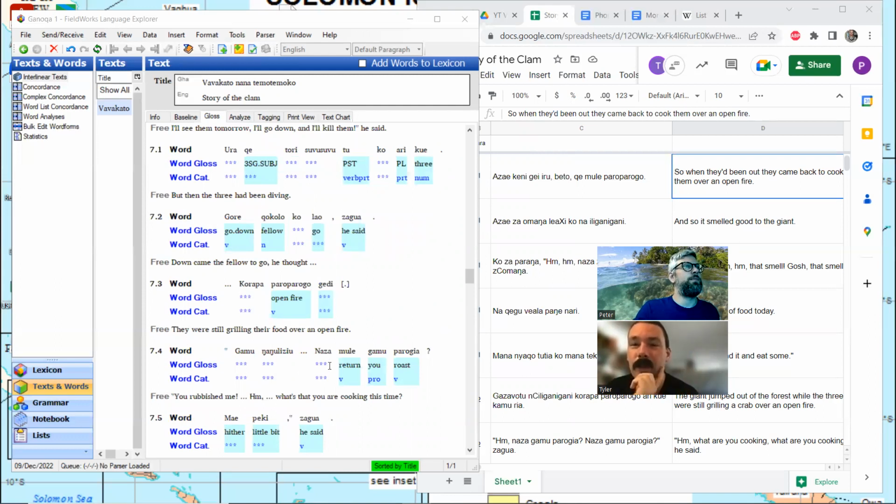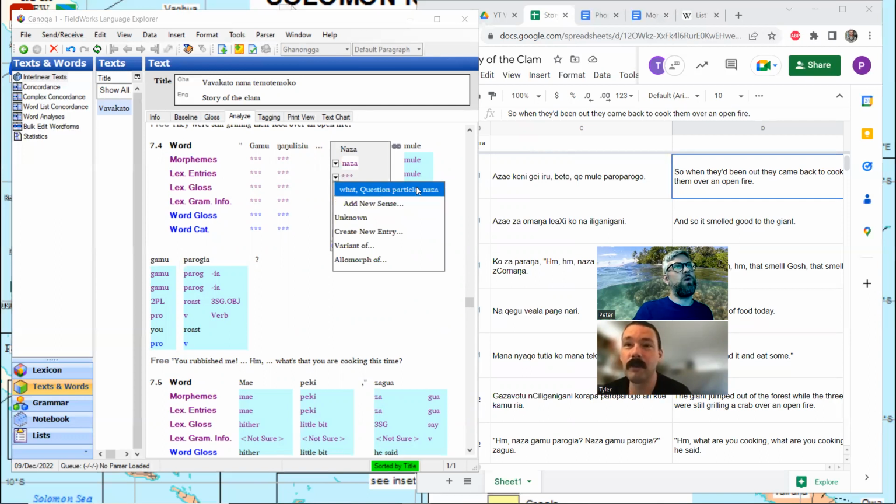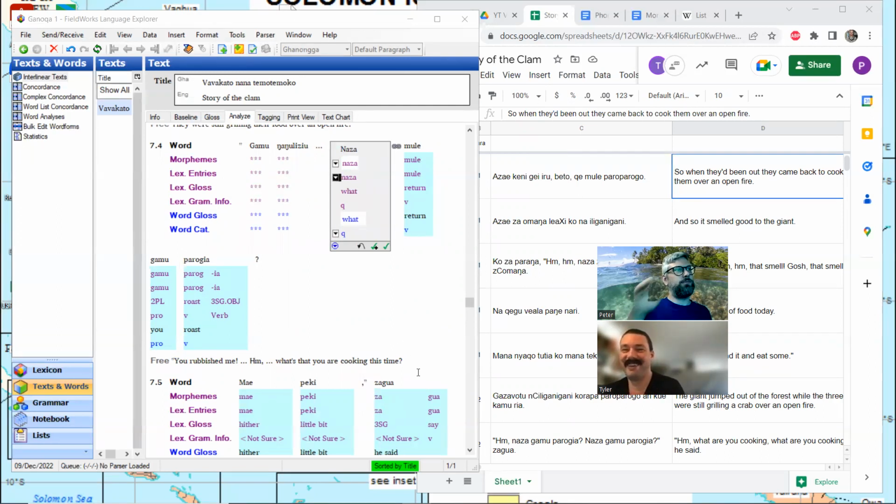What's that you're cooking this time? So it's what have you returned to cook, to roast, or something like that. Correct. We feel quite confident Naza is what, right? And this, yeah, at least one usage of the word. There, right. So Naza, yeah. Put it right there. What return you roast? What return you roasted? That's right. What are you cooking this time? Yeah. How it's not returning as the first part.